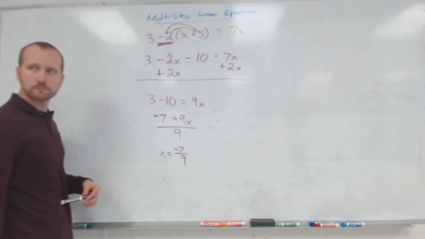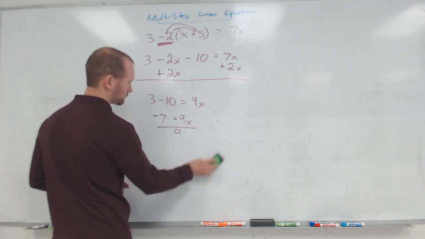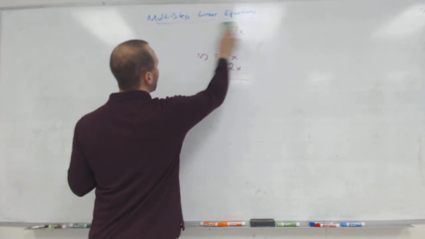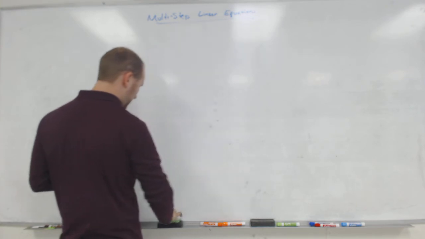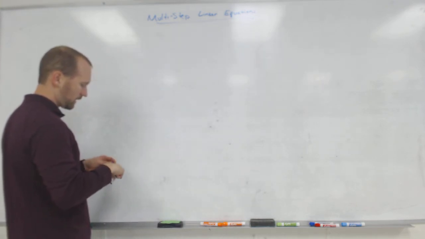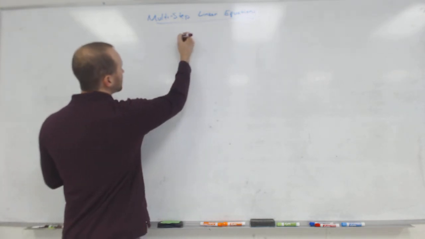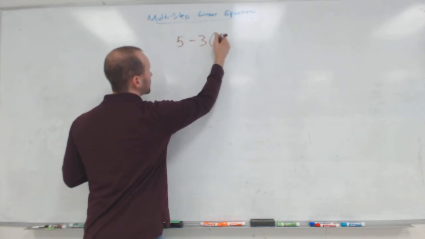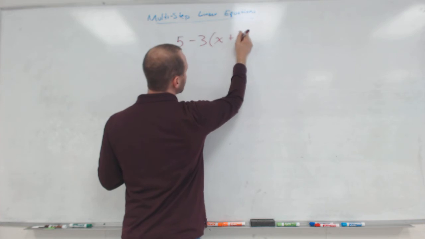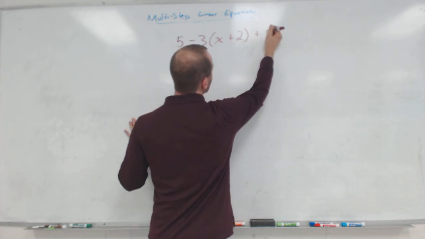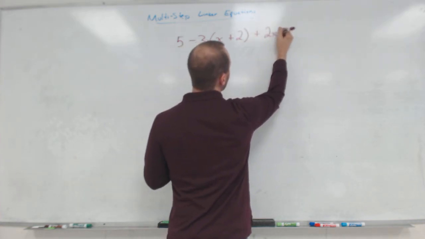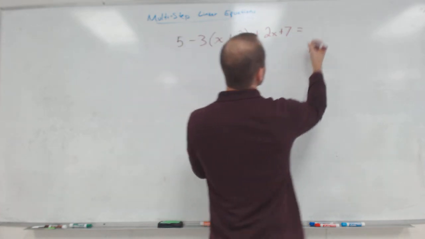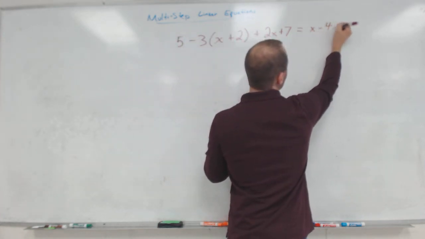Can I erase this? Yeah. So I want to talk about the order that I would do these steps in. Right? The order that I would do the steps in. Let's say I have something like this. 5 minus 3 times x plus 2 plus 2x plus 7 equals x minus 48.